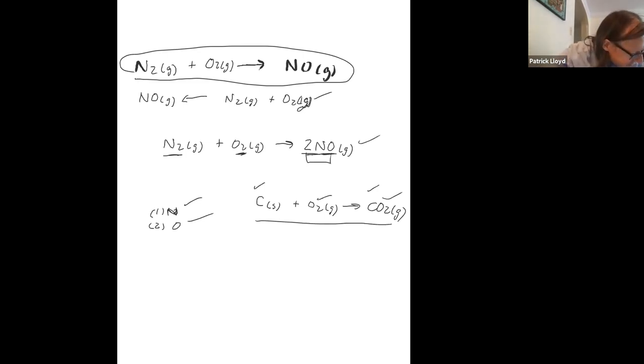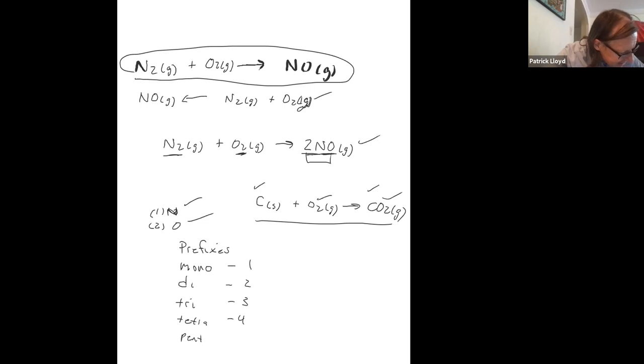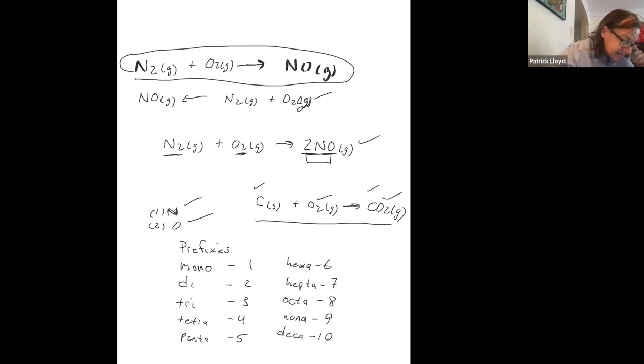The prefixes, if you're running into problems with these prefixes, so mono is 1, di is 2, tri is 3, tetra is 4, penta is 5, hexa is 6, hepta is 7, octa is 8, nona is 9, and deca, like a decade, is 10.